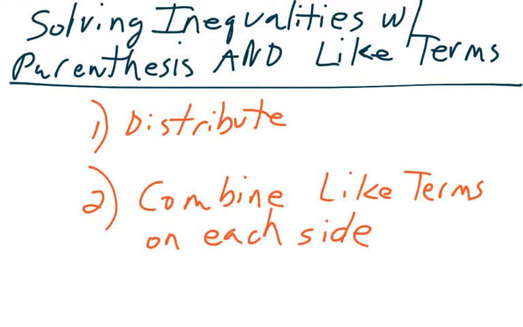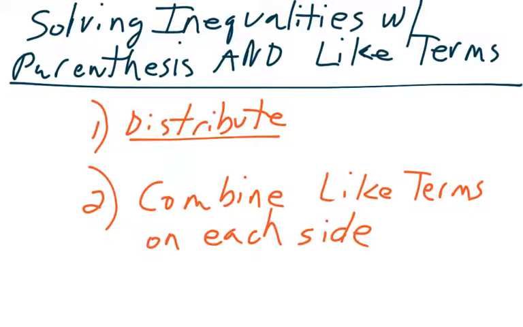Hello everybody. Today we're going to talk about solving inequalities with parentheses and like terms in the same inequality. So remember from previous lessons, notice that it's the same steps we talk about. The first step is always to distribute if you have parentheses. And you want to distribute the term on the outside to every term on the inside of the parentheses. Your second step is to combine like terms on each side of the inequality.